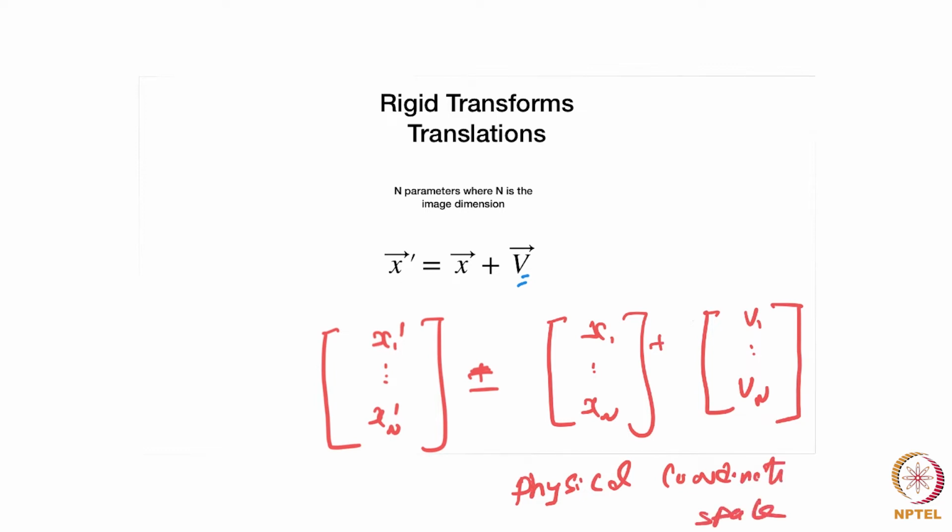So you'll have to convert from pixel index to this x, which is in millimeters, and then of course this v1, v2 up to vn, for each dimension there is one translation. So you would apply this translation to every pixel in the picture in order to get the output coordinates. Okay, so this is the simplest transform that you would use in the context of medical image registration.